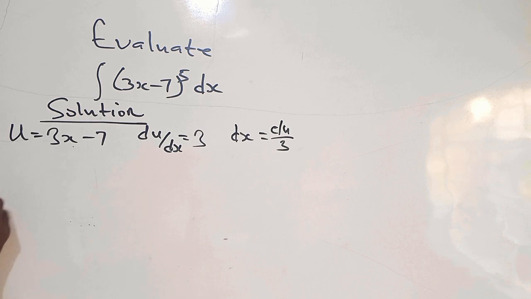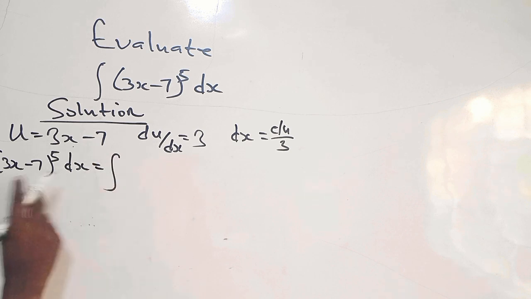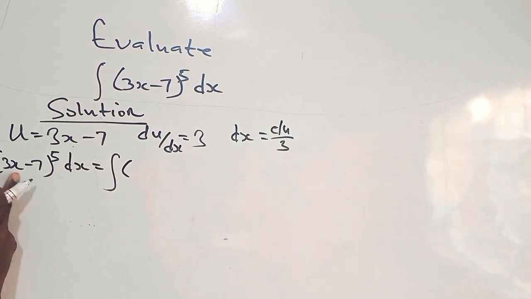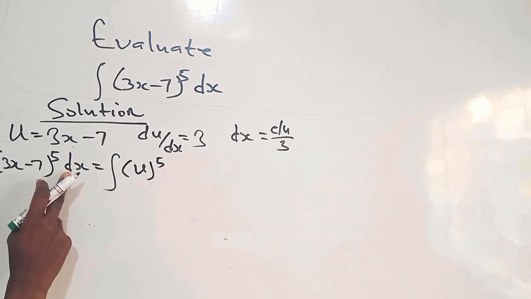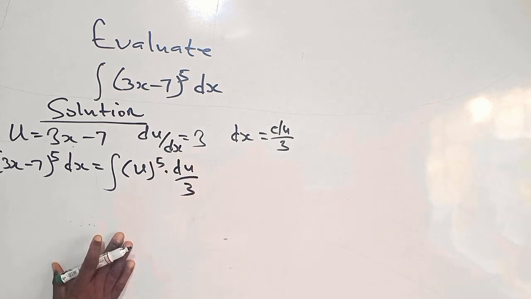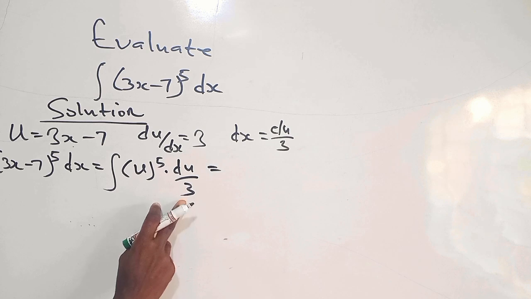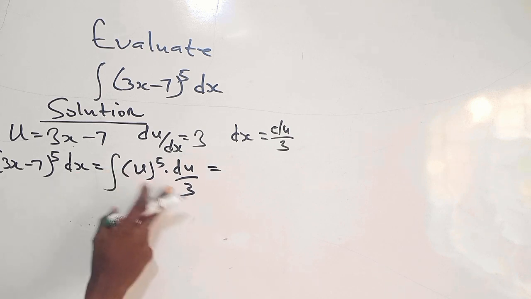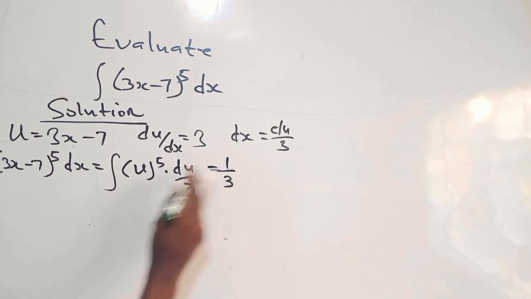So the integral of (3x minus 7) raised to power 5 dx equals the integral of, in this case, I'll replace everything I have here with u. So I have u raised to power 5. In the case of dx, which is du over 3. Here I have a constant, I have 3, so I can decide to bring it out. So here I have 1 over 3.